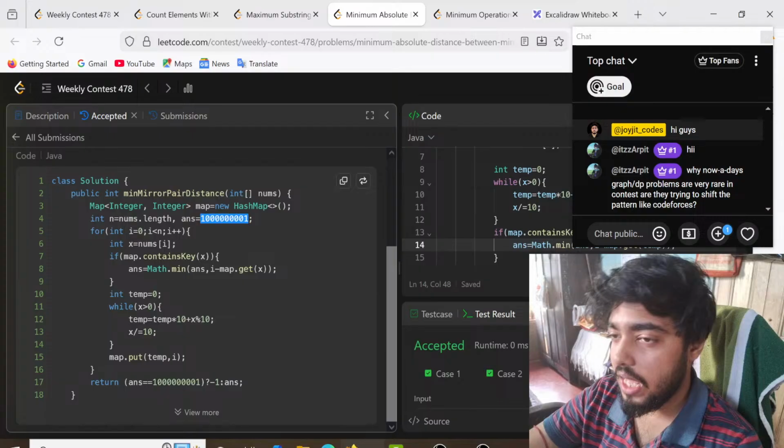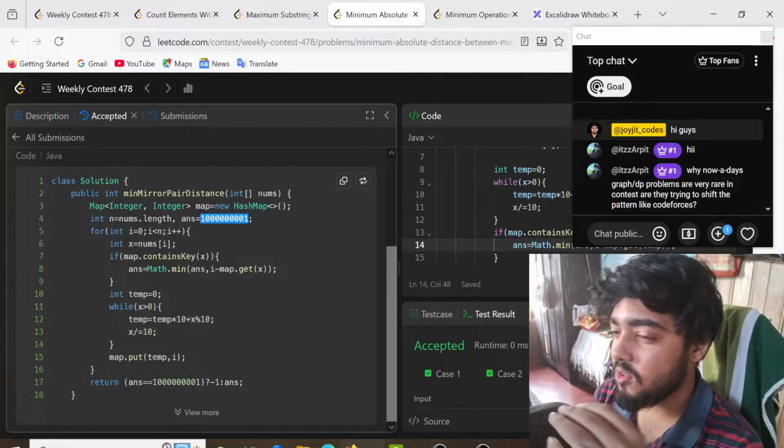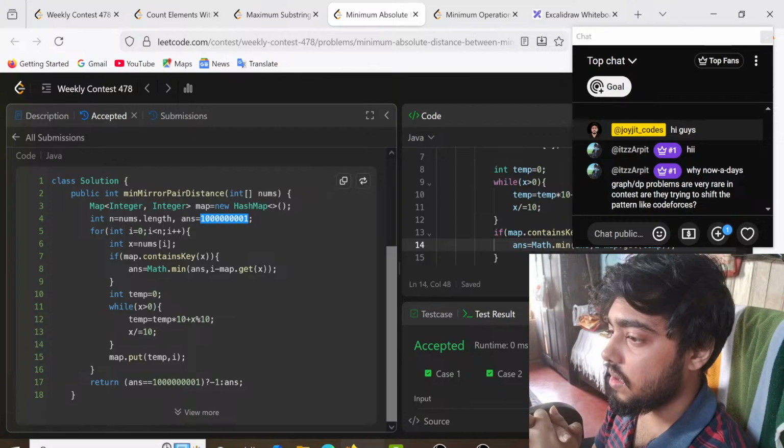I haven't written it as an integer dot max value because I sometimes mess up with the format. You know, C++ and Java, it is quite different, this max value thing. So I sometimes mess it up. So I thought that okay, let's skip it for now.